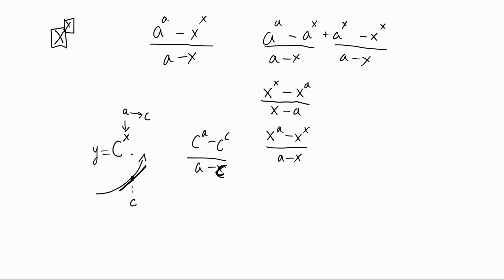What is the derivative of c to the x? It's ln of c times c to the x, but we're going to plug in c. Boom. But what was c? It was x everywhere. So what we've just computed, what this limits to, is the natural log of x times x to the x.